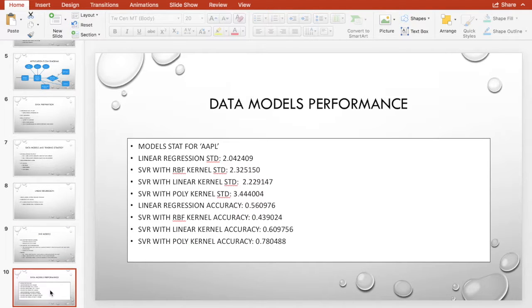And here are the model statistics for AAPL, Apple stock. The standard deviation you see here is the standard deviation between the predicted price and the actual price of the stock. Linear regression appears to have the lowest standard deviation. Accuracy is measured by whether we predicted the up and down trend of the stock correctly or not.